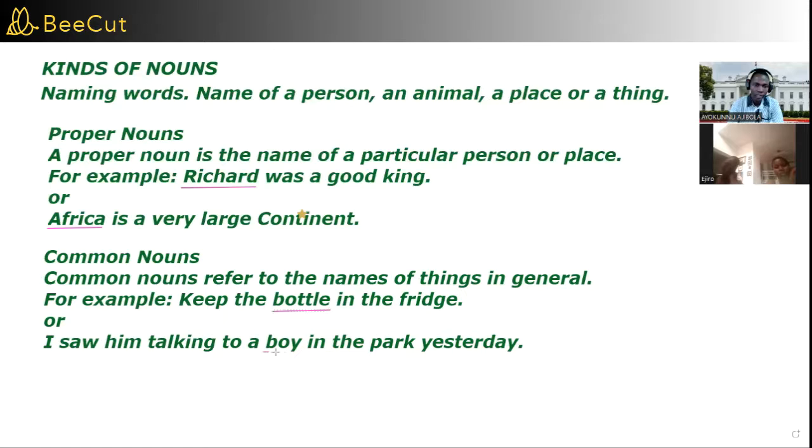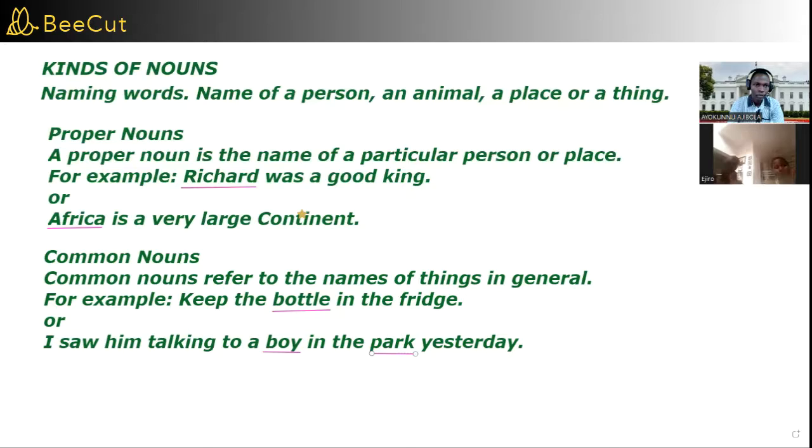So here in the second sentence, we're talking about boy. I saw him talking to a boy, name of a person, animal, place, or thing. So this boy is a common noun. Then park also is a common noun. So we have to look at another one now.